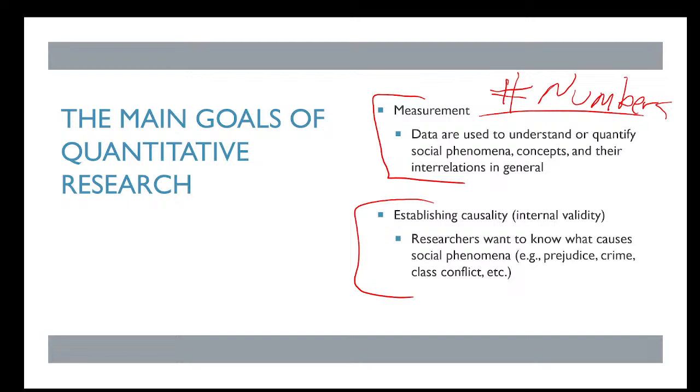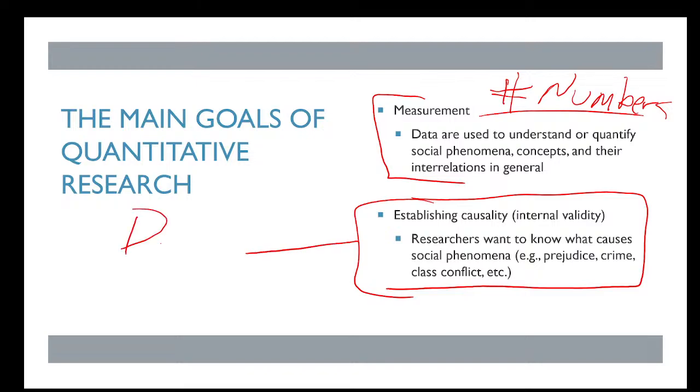And yeah, causality, or at least correlation, right? We want to understand what causes a social phenomenon and how it's related to other social phenomena. So here you want direction. You want to figure out your direction.